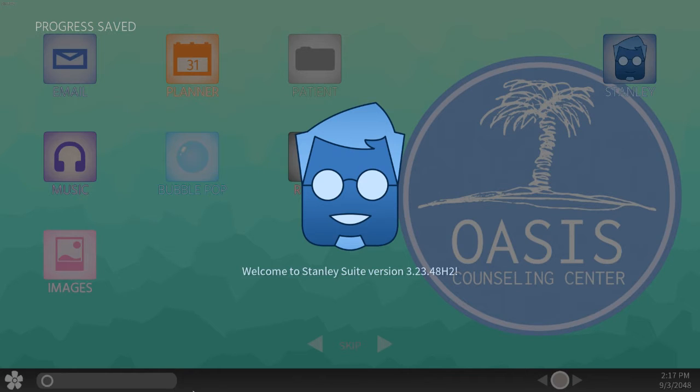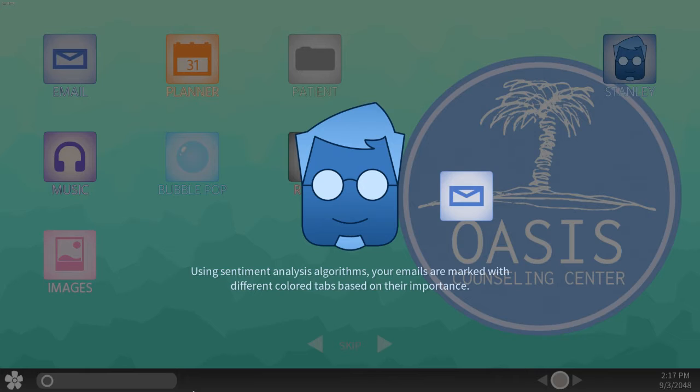Welcome to Stanley Suite version 3.23.48H2. If you are already familiar with our features, press the Enter key to skip this tutorial. Good, you're still here. I always get worried people will skip me without listening. Let's continue. The Stanley Suite helps mental health professionals manage their communications, files, and sessions. The blue icon manages your email. Using sentiment analysis algorithms, your emails are marked with different colored tabs based on their importance. These tools have also helped to limit spam, phishing attempts, and unwanted social media notifications.